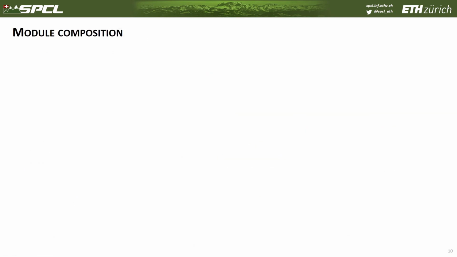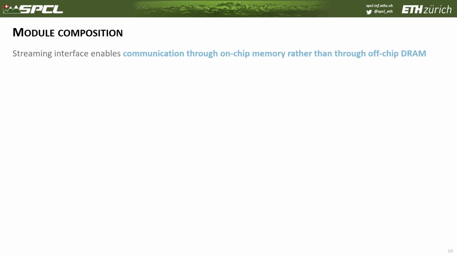Another important thing that I want to discuss with you is the module composition. Now, as I said at the beginning, these modules have streaming interfaces that enable the communication through on-chip memory rather than through off-chip DRAM. Let me explain this with an example.